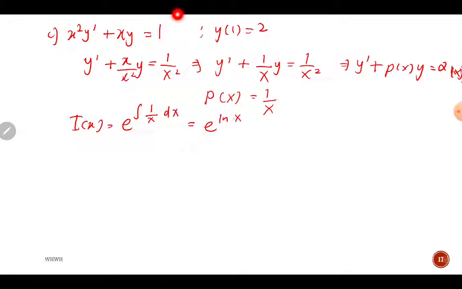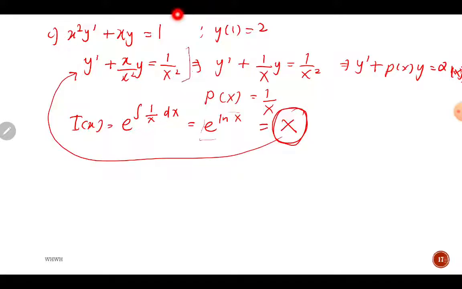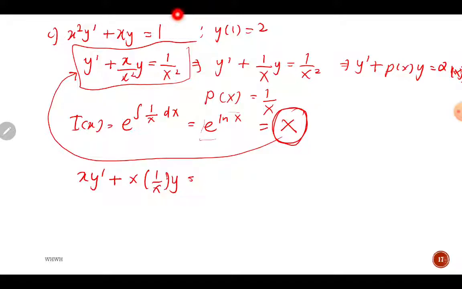Okay, e to the power of ln x, we have discussed at length in Engineering Maths 1, will give us equals to x. It simplifies to x. And from here, this integrating factor x, we will multiply into this equation. So we have xy prime plus x times 1 over x, y equals to x over x square, because we have multiplied everything with x.